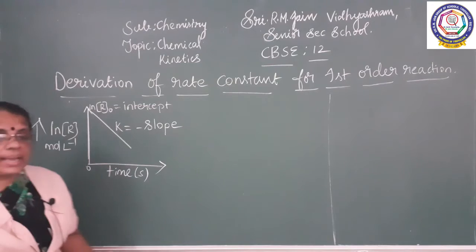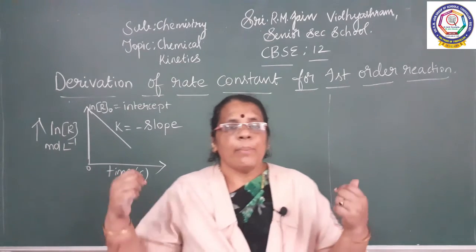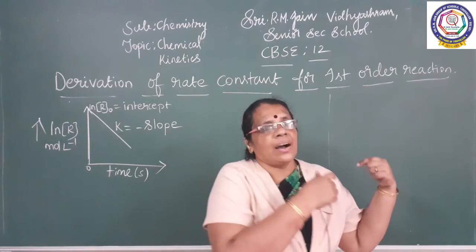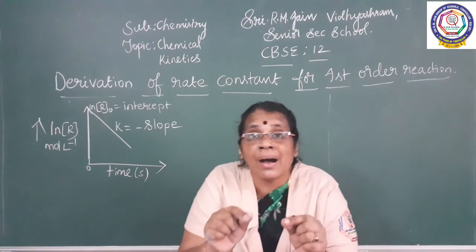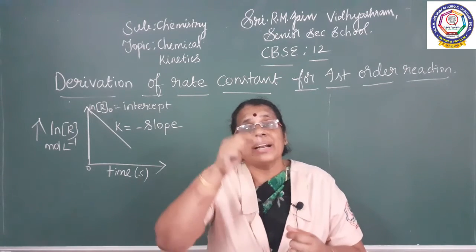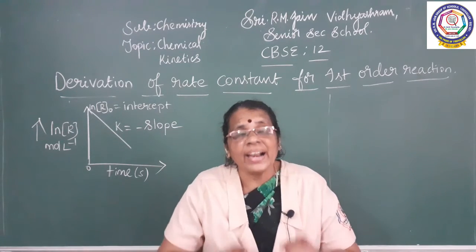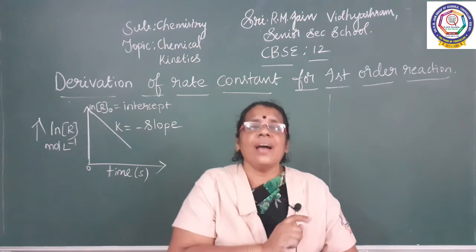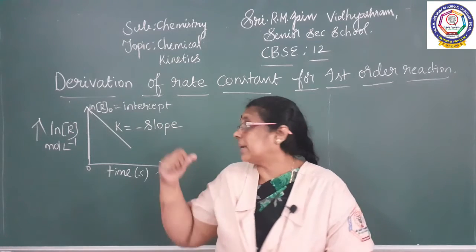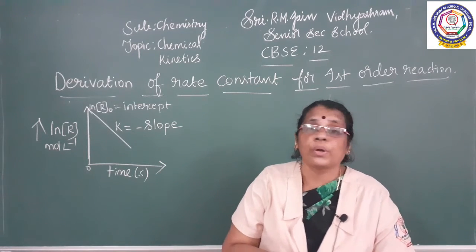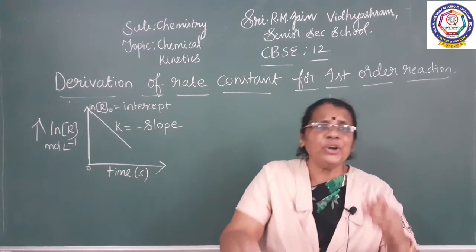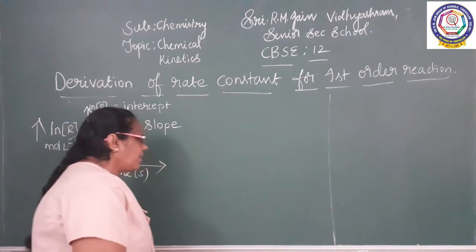So, I am getting a graph of a straight line by plotting time in the x-axis, which is measured in seconds, and concentration, that is ln R, in the y-axis, where the unit is moles per liter. I am getting a straight line where the intercept is ln R0 and the slope is negative slope. So, k is equal to negative slope. So, this is the graph, and we are going to continue with another equation in the same derivation.